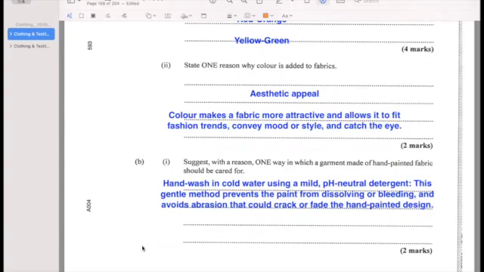cared for. So hand wash in cold water using a mild pH neutral detergent. This gentle method prevents the paint from dissolving or bleeding and avoids abrasion that could crack or fade the painted design.